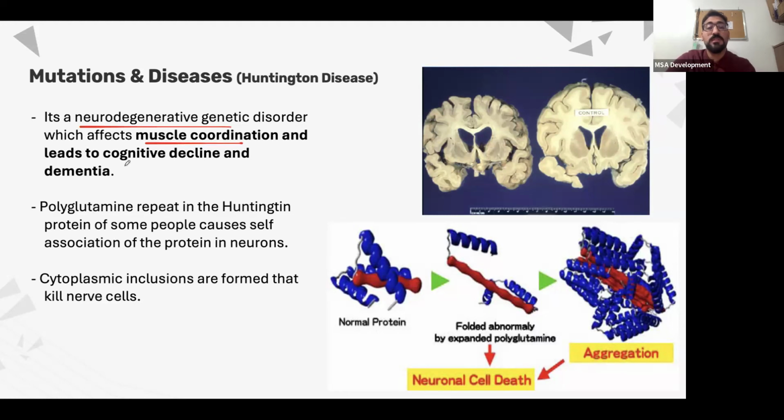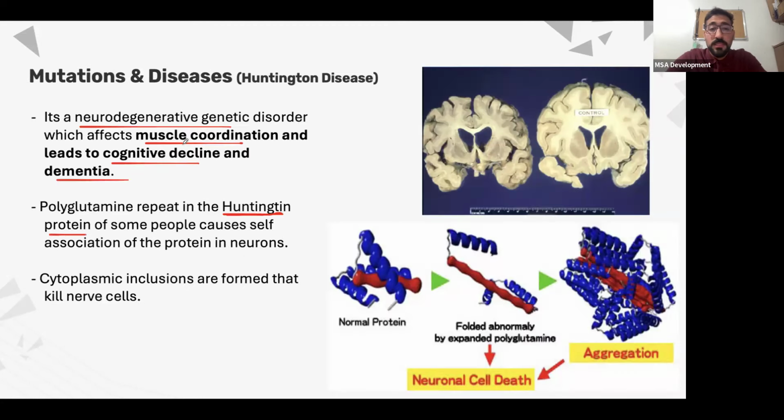And since it's a neurodegenerative disease happening in our brain, with our brain cells being eaten by this disease, this will lead to cognitive decline, loss of or altered level of consciousness, and dementia, which is an acute confusion. Okay, so there's a polyglutamine repeat in Huntington. This is a protein, and this problem happens in the Huntington protein, leading to a protein that's folded abnormally, thereby aggregation and neuronal cell death.